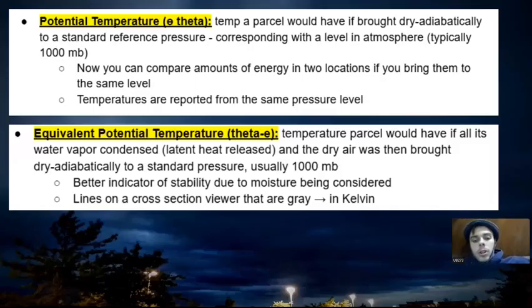And then equivalent potential temperature is represented as theta E, which is the temperature that a parcel would have if all of its water vapor condensed, meaning that latent heat is released, and the dry air was dry adiabatically brought to a standard pressure. Basically, this is a better indicator of stability because the difference between this and just potential temperature is that now we're considering moisture. And so we're changing the temperature even more to account for moisture differences.